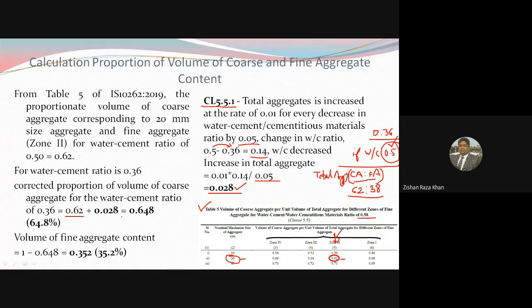देखिए क्या करेंगे, पहले 62% था, अब कितना हो जाएगा? 62 प्लस 0.028 यानी 64.8, यानी कि अब कोर्स एग्रीगेट हो जाएगा 64.8%, और टोटल फाइन एग्रीगेट कितना हो जाएगा? 1 में से माइनस कर दिया तो 35.2% फाइन एग्रीगेट हो जाएगा। ओके, ये एडजस्टमेंट समझ में आया आपको?